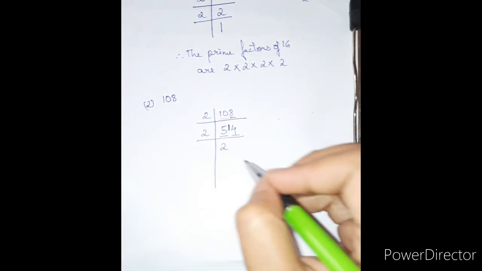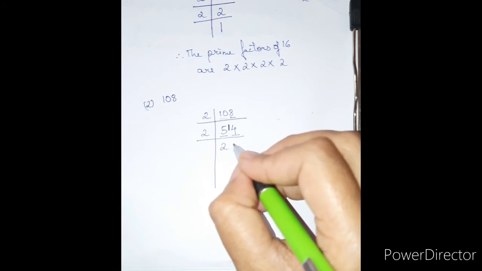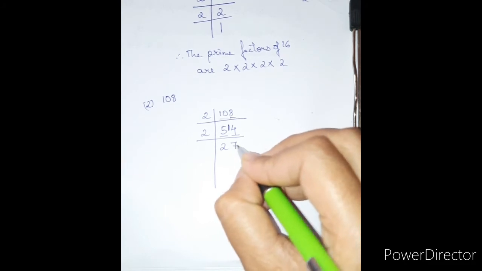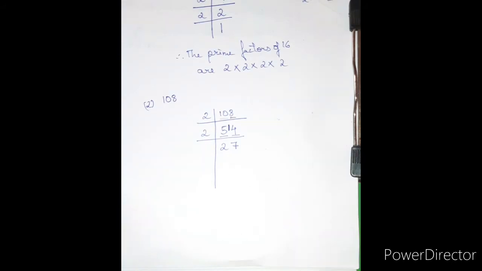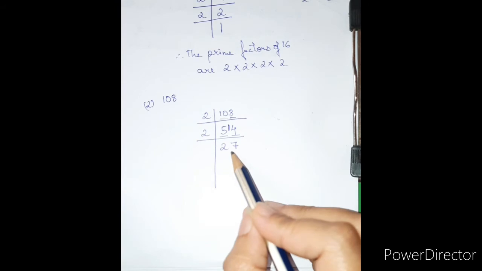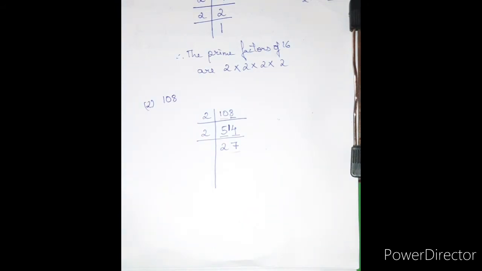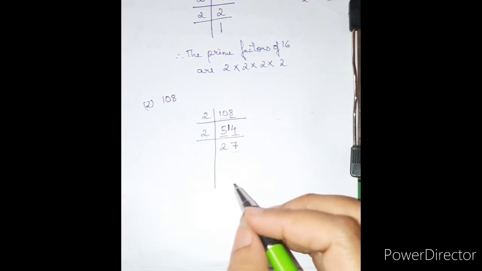14, is it there in the table of 2? Yes. 2 5s are 10, 2 6s are 12, 2 7s are 14. So I have 7. Now look at this number 27. 27 is an odd number. How do I know it? Because the last number 7 is an odd number, which makes the whole number an odd number.